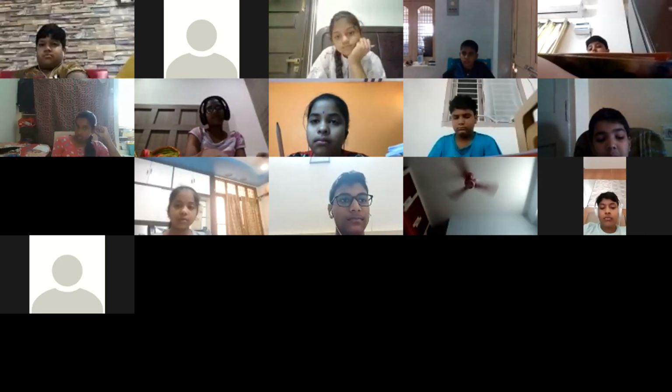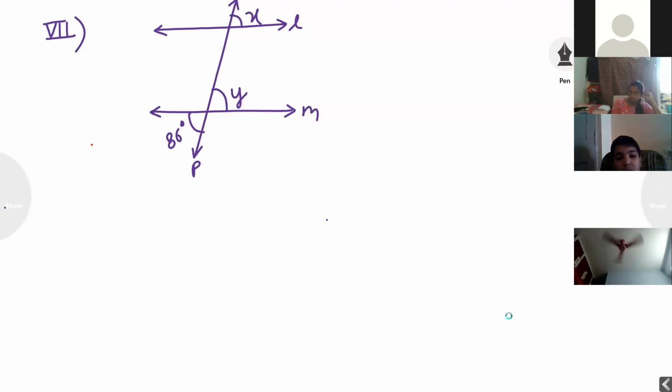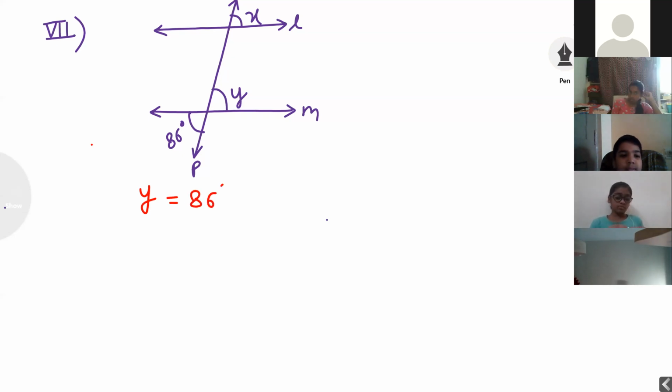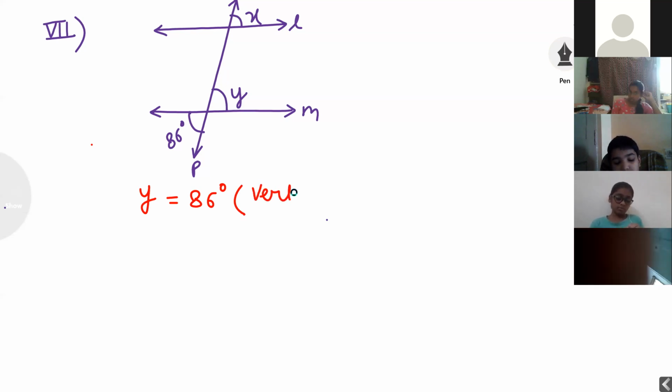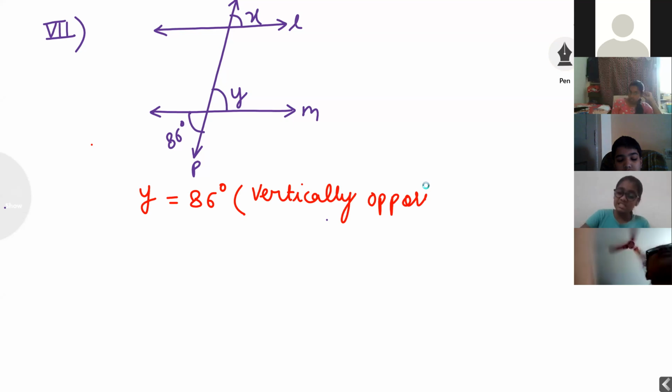In the first question, you are observing, students, I want to find out the value of X. Just now I have explained Y is opposite to 86 degree. Directly I can say the right answer. Y is equal to 86 degree. Why? Because Y is opposite to 86. This is called vertically opposite angle. If one angle is opposite to other, that is called vertically opposite angles.